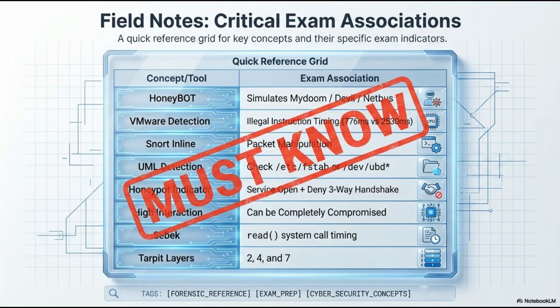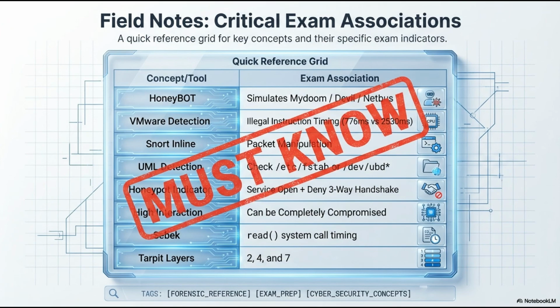You're checking for VMware detection using timing. You use the illegal instruction test. 776 matters for real, 2530 matters for VMware. You suspect Snort inline is running. What does it do? It performs packet manipulation. You are looking for a user mode Linux honeypot. Where'd you look? Check its /proc/mounts or the mount command for /dev/ubd. You scan a port. It says open, but then it denies the three-way handshake.